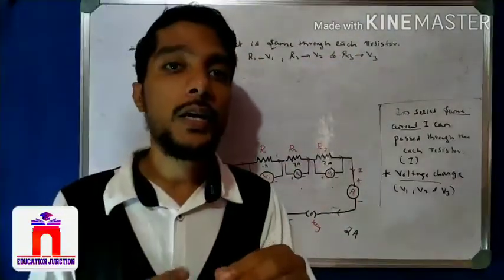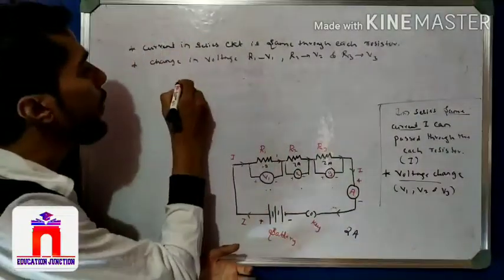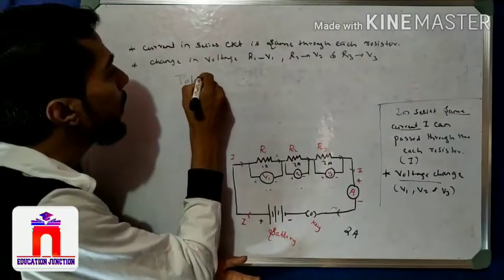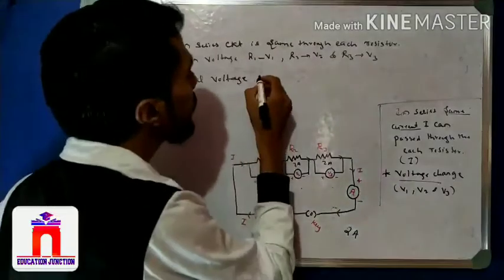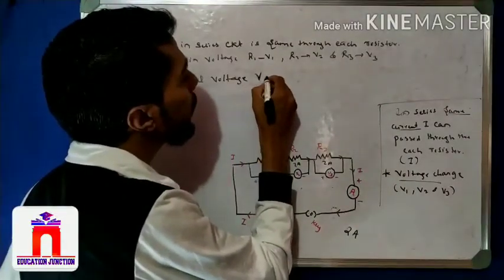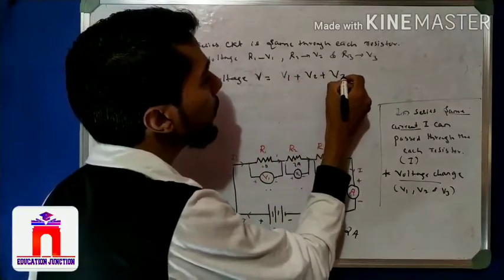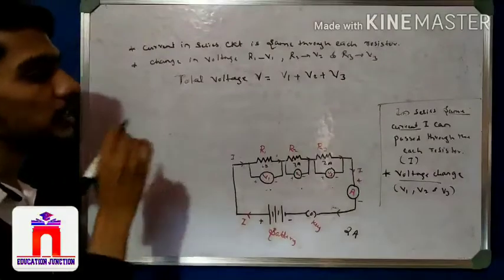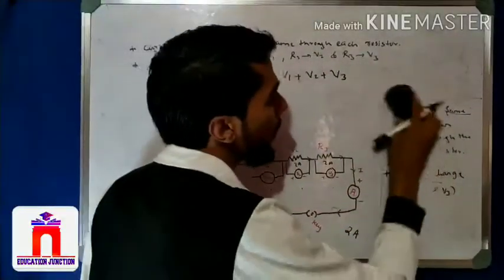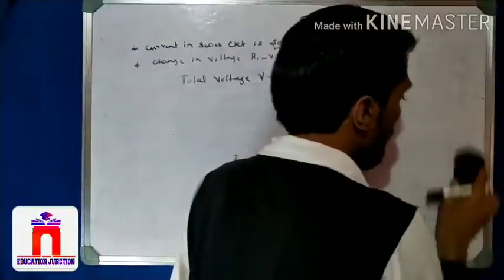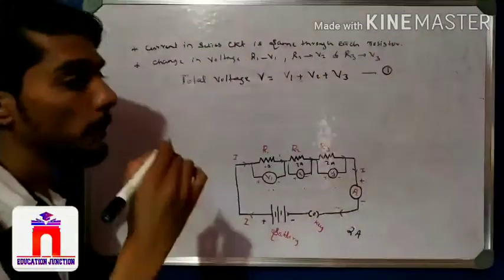Now we have to calculate the total voltage present in the circuit. So the total voltage V is equal to V1 plus V2 plus V3. This is the total voltage in the circuit. You have to remember that the total voltage is taken as V1 plus V2 plus V3. This is equation 1.